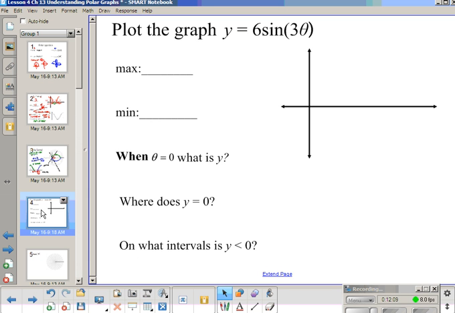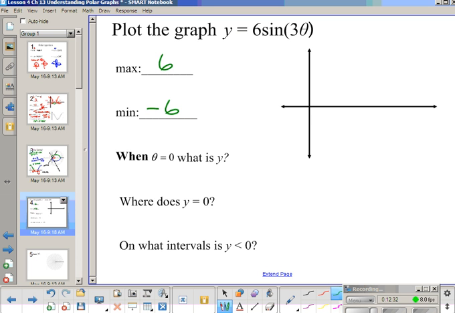Now let's look at another graph. So now we're going to look at one of our roses and see why this graph's the way it is. So again, I want to know my max and my min. My max in this case is 6. My min is -6. So that means it's as high as I'm going to go and as low as I'm going to go. And I haven't done any shifting up or down because the sinusoidal axis is 0.